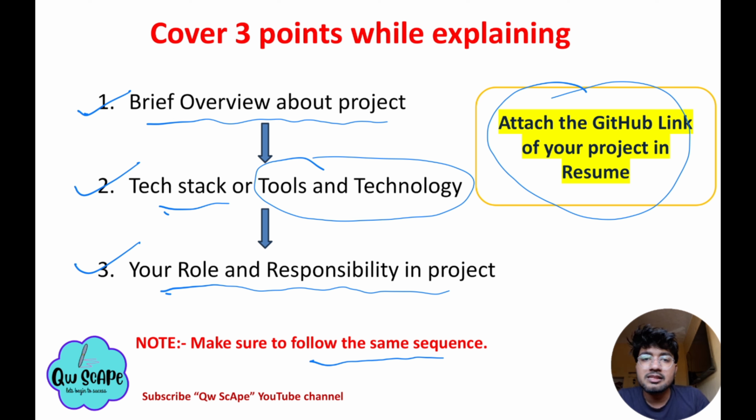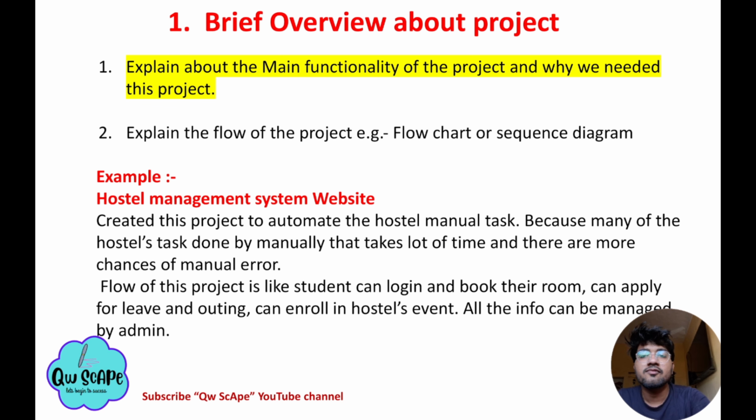Now let's see all three points in detail, how you have to do it. I have brought one sample example as well, showing how you have to explain your project. Let's move forward with the first point, a brief overview about your project. In the brief overview, you should explain the main functionality of the project and why we need this project.